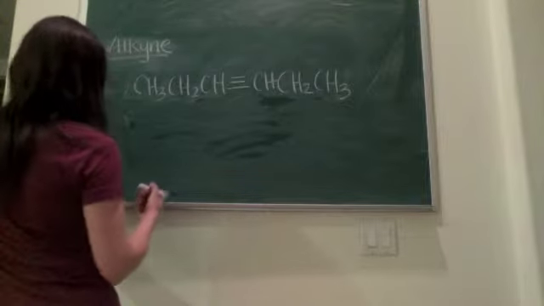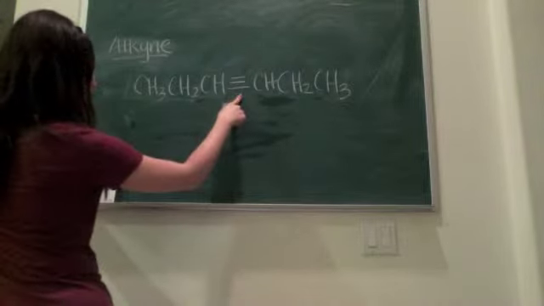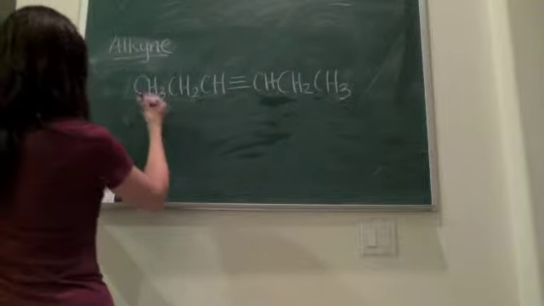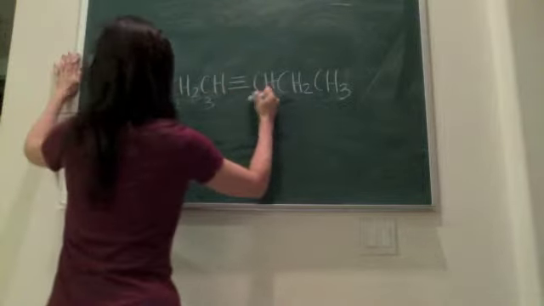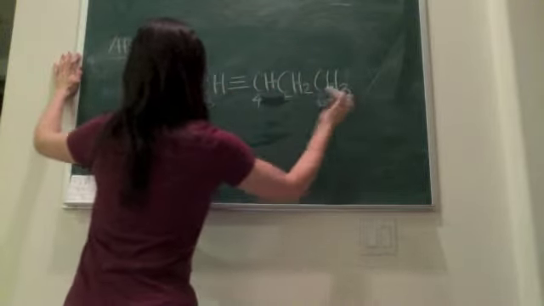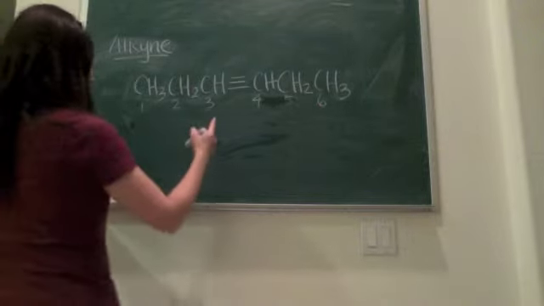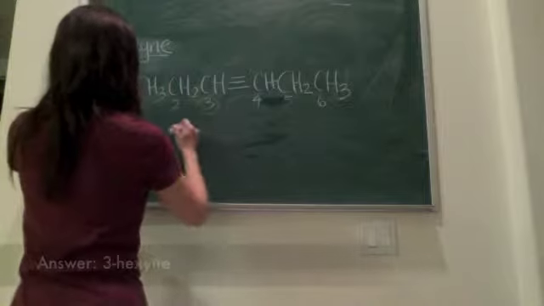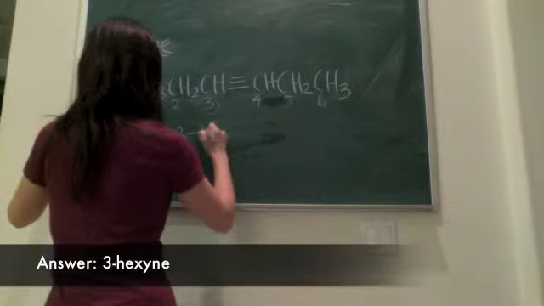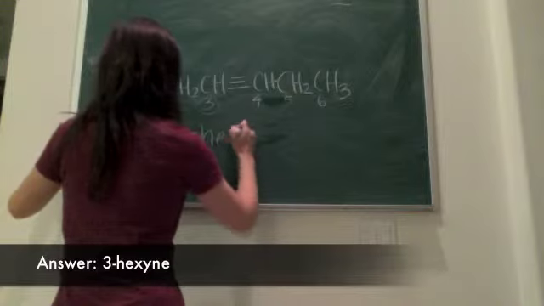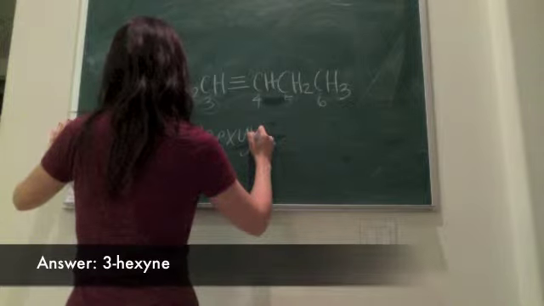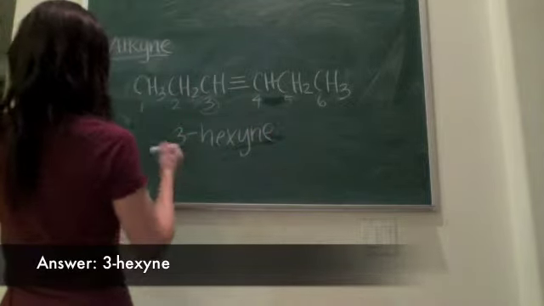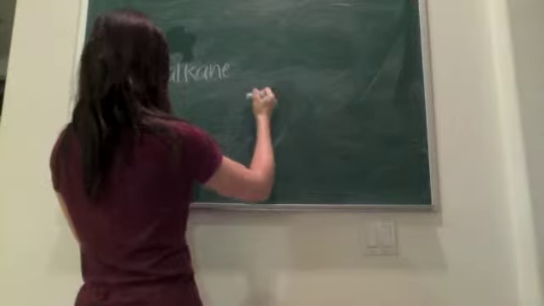Since the triple bond is in the middle, it doesn't matter which way we start numbering. So we can start from this end or this end. 1, 2, 3, 4, 5, 6. And the triple bond is on carbon number 3, so you do 3-hexyne. And that is it. The last example we're going to do is of a cycloalkane.